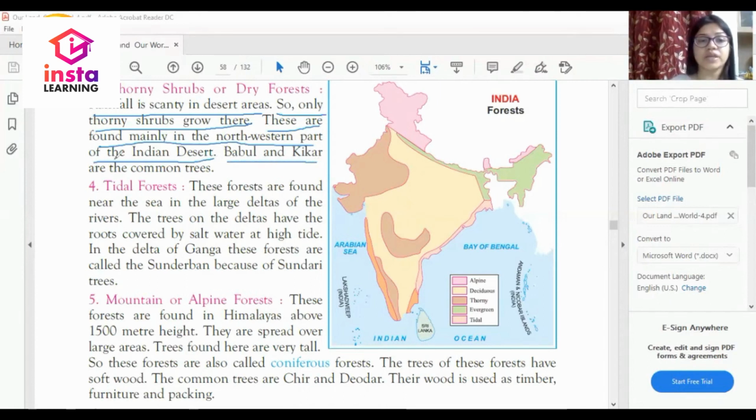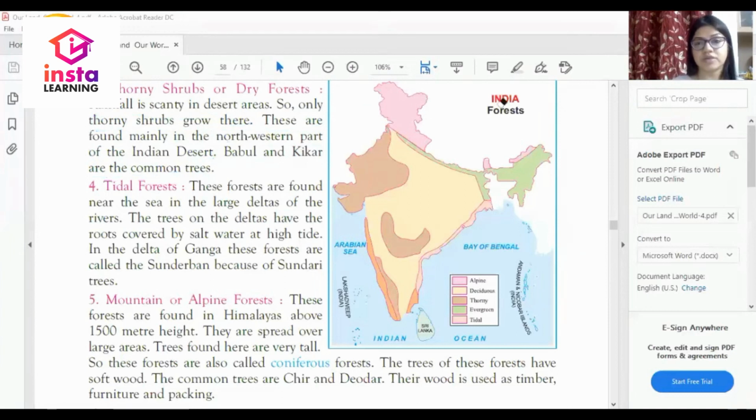Babul and kikar are the common trees of thorny shrubs or dry forests. So this is a very important question. Which trees are grown in dry forest areas? So the answer is babul and kikar are the common trees of dry forest. So let's move ahead.